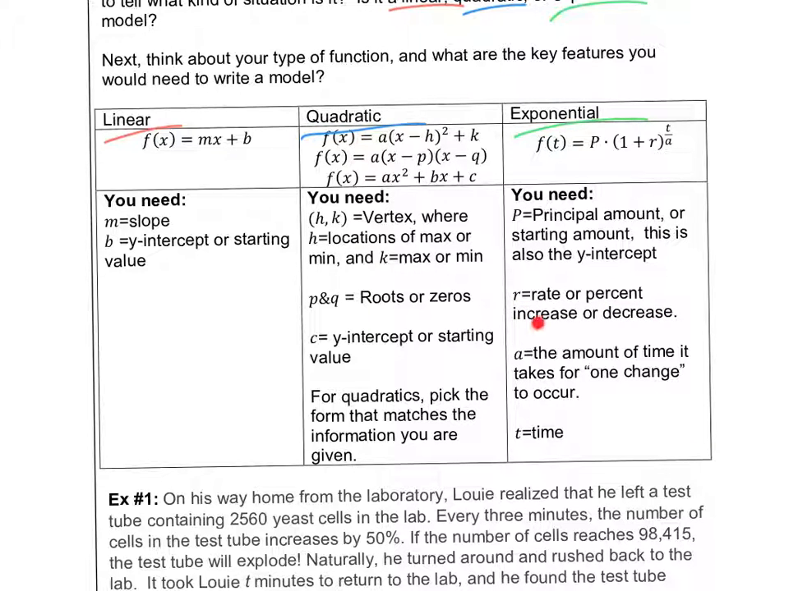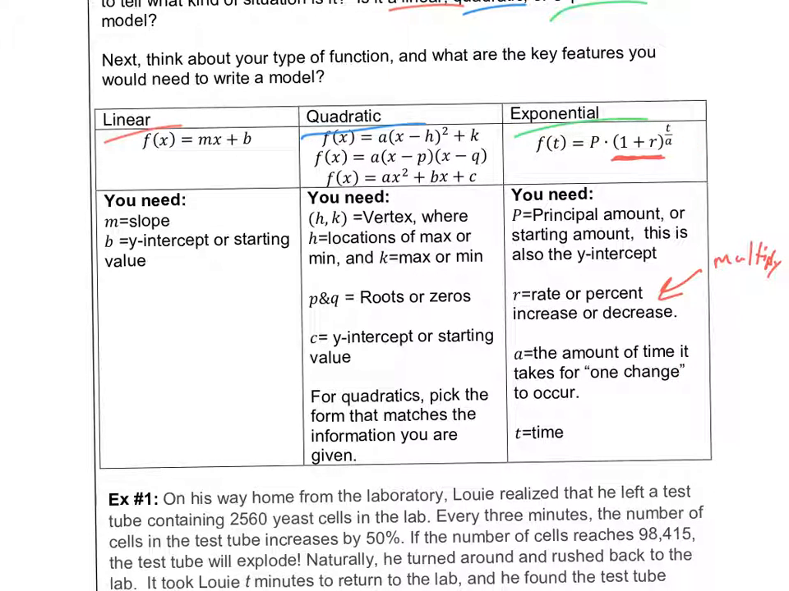R is the rate or percent increase or decrease. This is really important. You might want to write this down. You're going to be multiplying by this, because you're multiplying by that value over and over and over again. That's what exponential does: you plug in some value for R and then you just keep multiplying by this to some exponent over and over again, and that's how it grows so fast. A is the amount of time it takes for one change to occur.